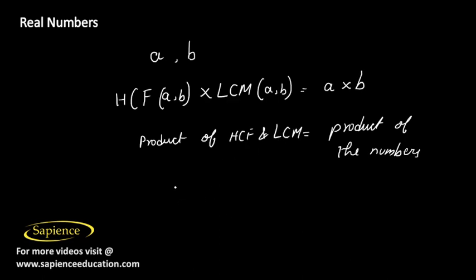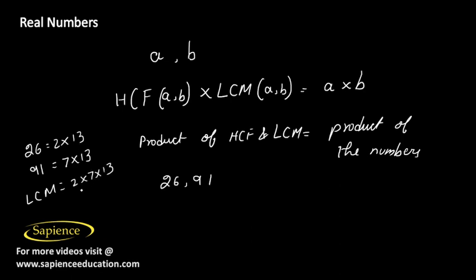Let us check this out by using some example. So let's take the example 26 and 91. 26 can be written as 2 into 13. 91 can be written as 7 into 13. So we can say LCM is equal to 2 into 7 into 13, which is 182, and the HCF, the common factor, is only 13. So we know this. Let's try to prove this theorem.